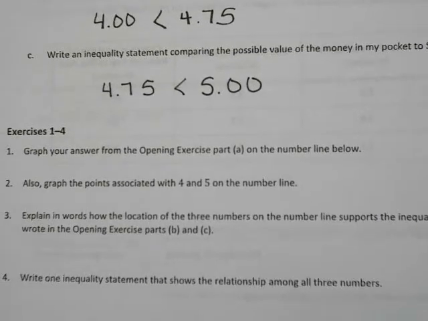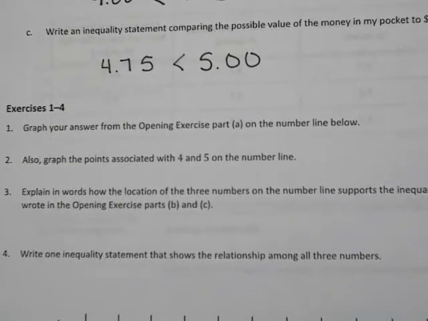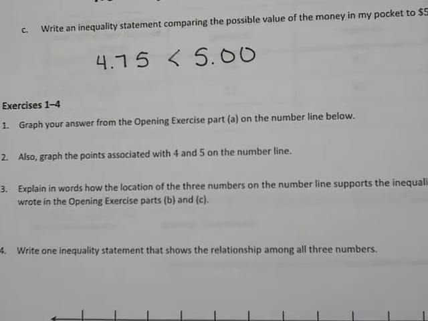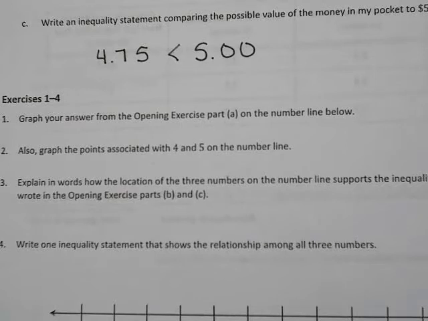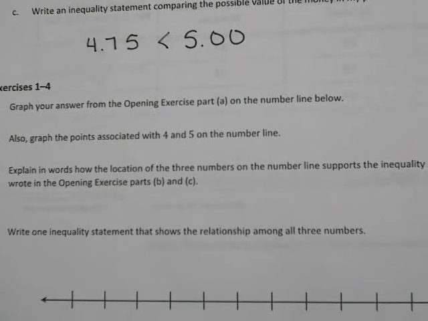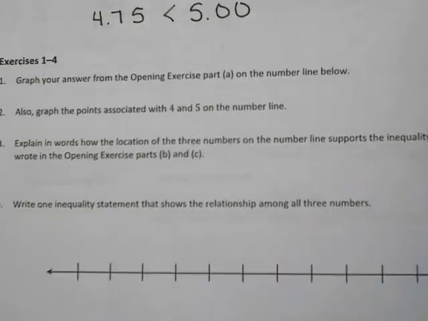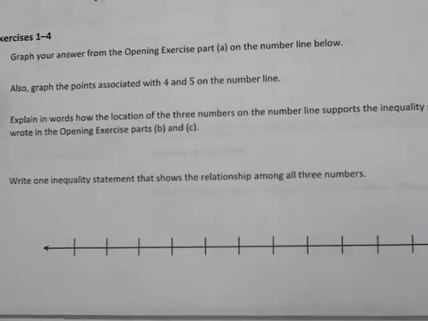Exercise 1. Graph your answer from the opening exercise on the number line below. Also graph the associated points with 4 and 5 on the number line. Explain in words how the location of the 3 numbers on the number line supports the inequality statements you wrote in the opening exercise, parts B and C. Write one inequality statement that shows the relationship among all 3 numbers. So we're just going to use this number line to show what we did in the classwork.